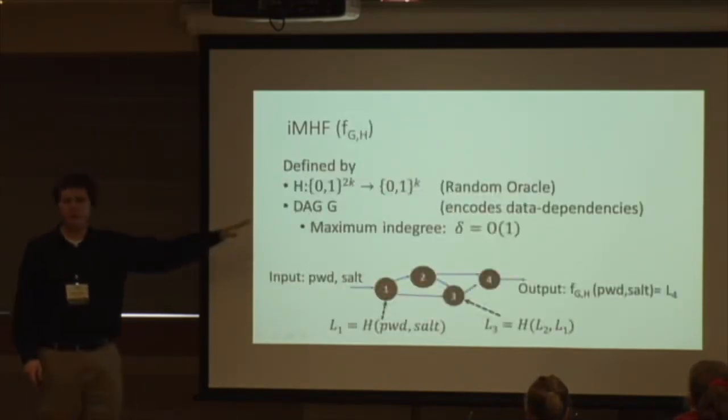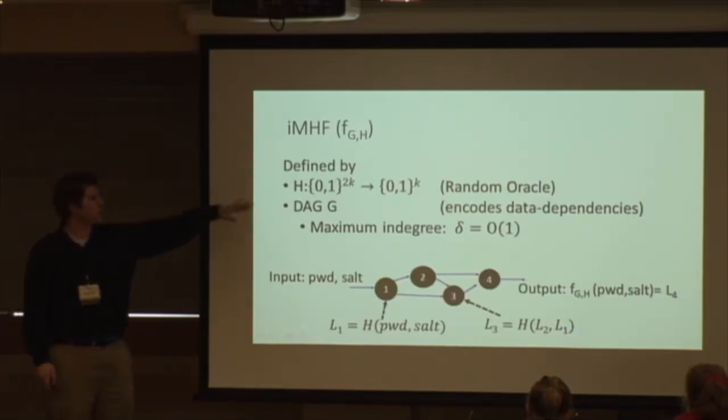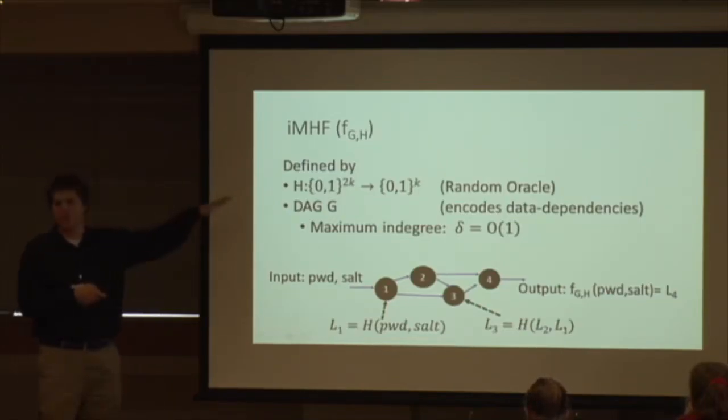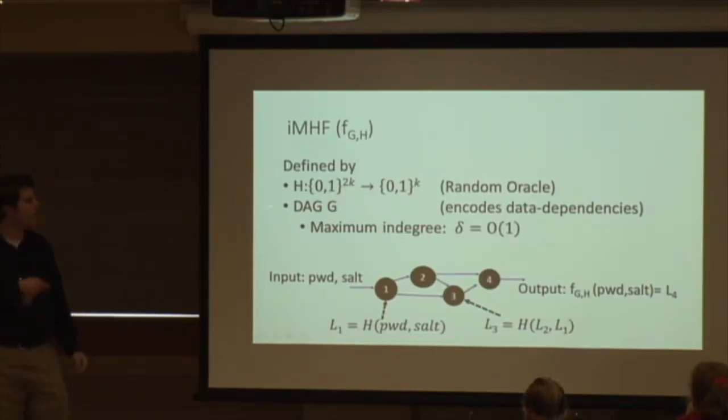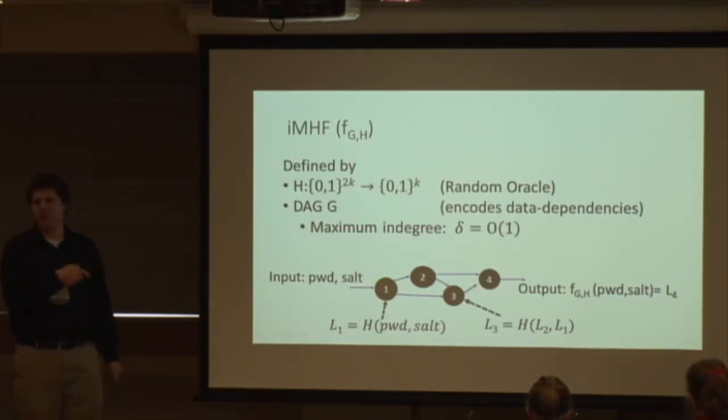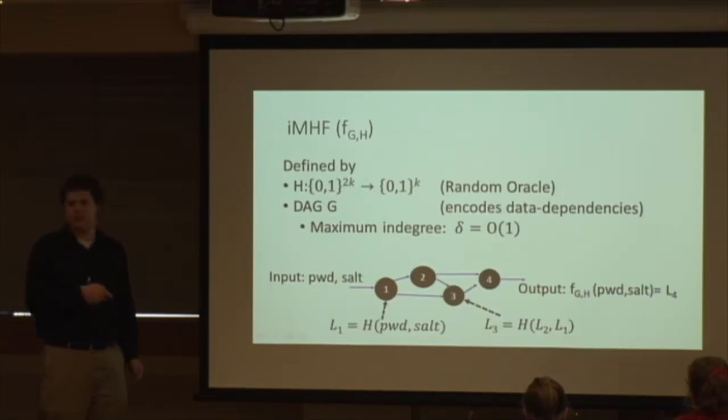So before we answer that question, let me formally introduce what a memory hard function is. Here we have an underlying hash function. Think of SHA-1, SHA-256, SHA-3, which in our analysis we'll model as a random oracle. And we have a directed acyclic graph, G, which encodes data dependencies. To specify a function, all I need to do is specify an underlying hash function like SHA-3 and a graph G. And now the input to this function is the password and the salt, as usual.